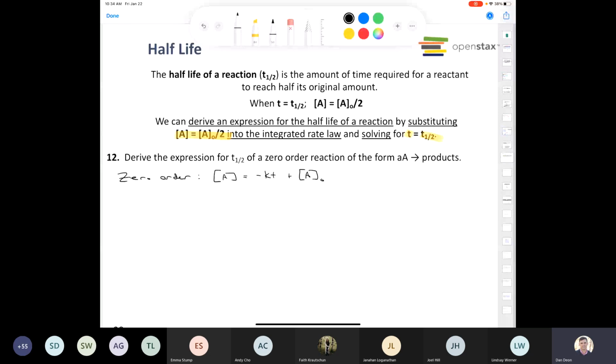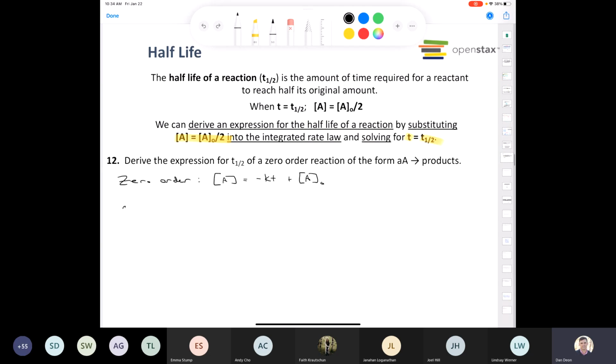So what we're going to do is replace the concentration of A with the initial concentration divided by 2, right? Because at half-life, the concentration of A is equal to the original concentration divided by 2. So let's plug in some numbers here: the initial concentration divided by 2 is equal to negative kt plus the initial concentration.